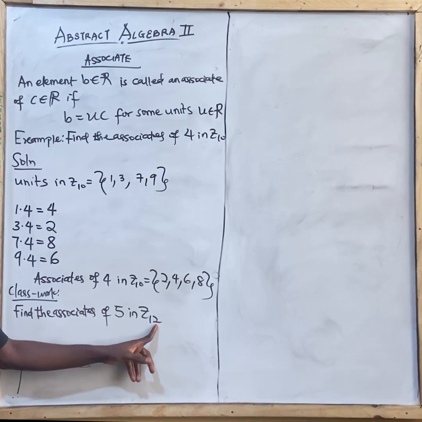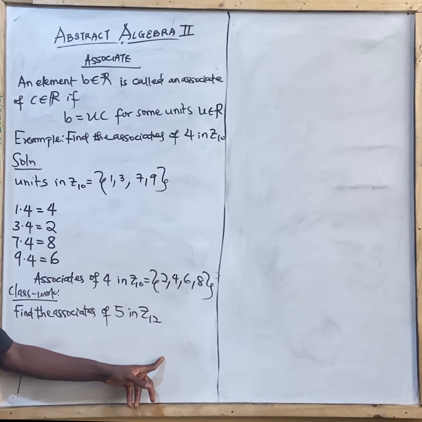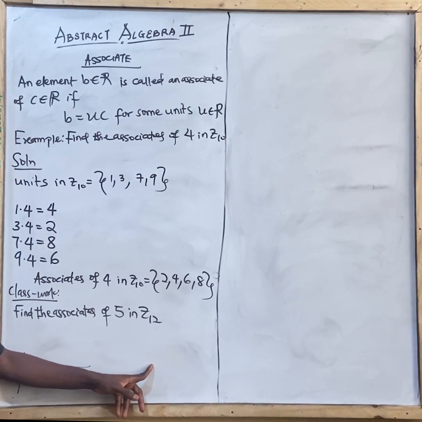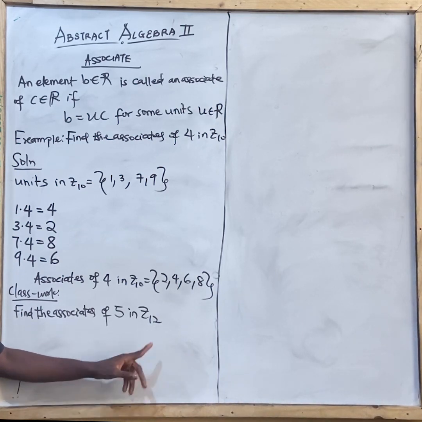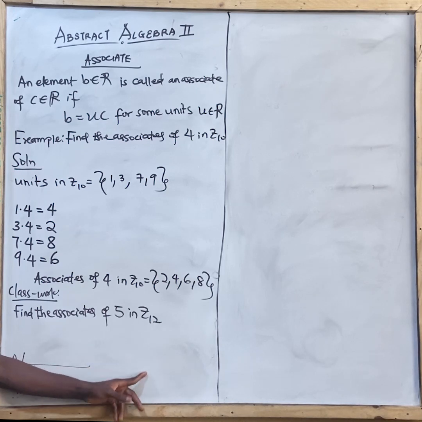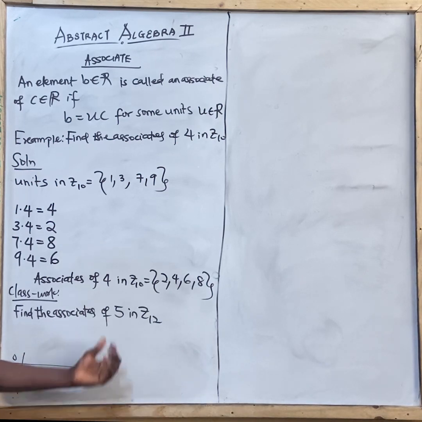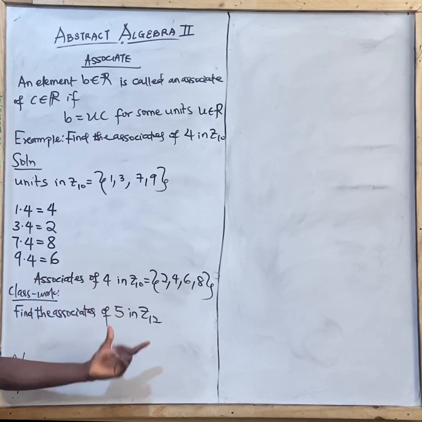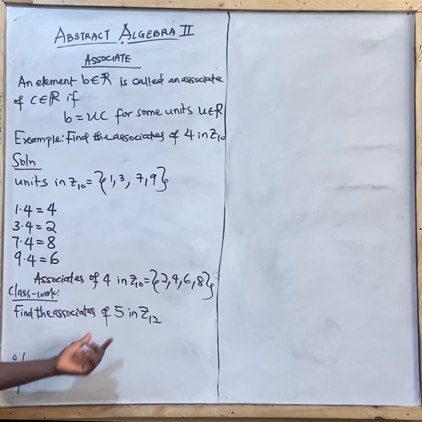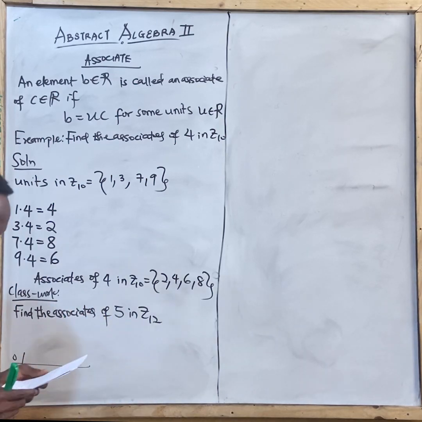That is, elements that are relatively prime to what? To 12. That's 1. 2 is not there. 3 is not there. 4 is not there. 5. So 1, 5, 7, and 11. And when you find the units, then you follow this route, and you are going to get your associate of 5 in Z12. So let's not waste our time.